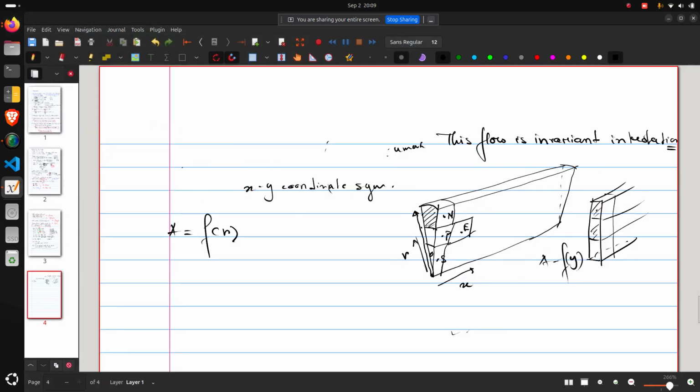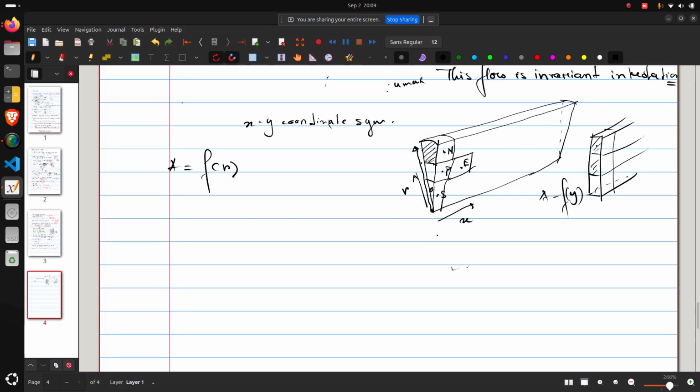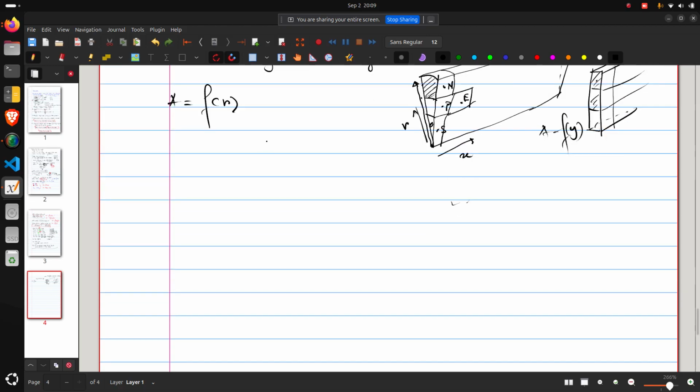Yeah, at center the r will be 0. Can you just repeat? Your voice is breaking actually. Okay. Let me just clarify.